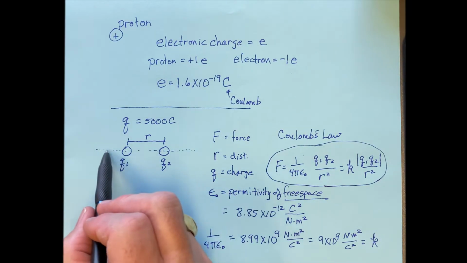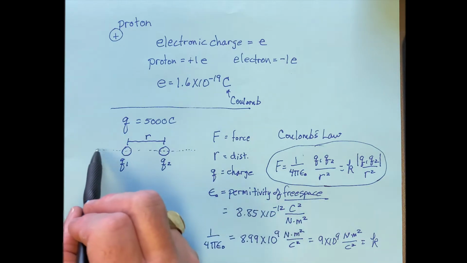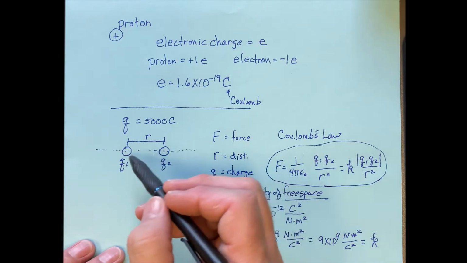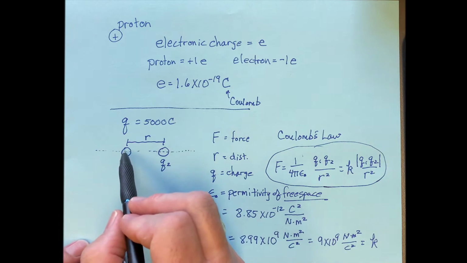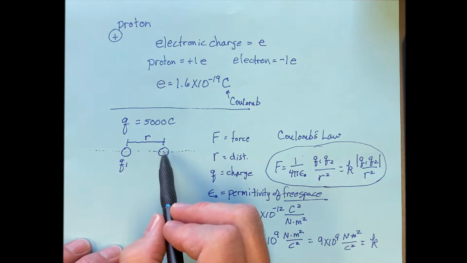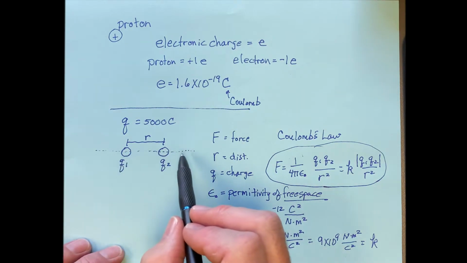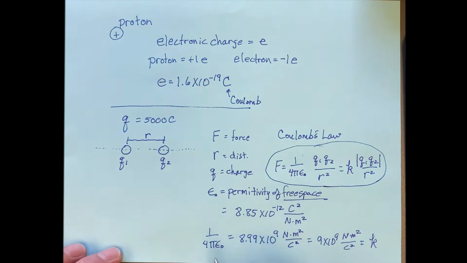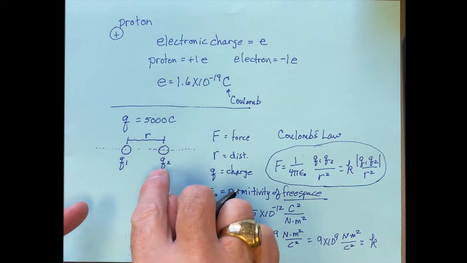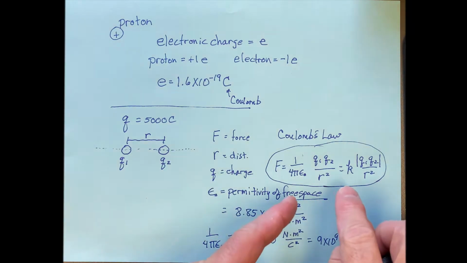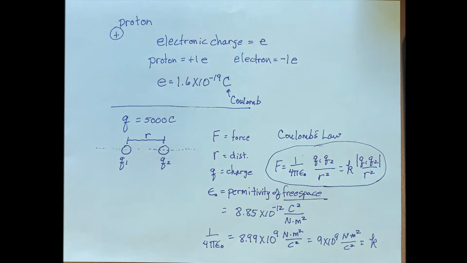And remember I said the direction is going to be along this line, either towards each other or away from each other, depending upon if these are positive and positive, or negative and negative, or positive and negative. So if they're like, they're going to repel each other. If they are opposites, then they will attract each other. So direction you figure out one way, magnitude you figure out another way using the equation here. All right, so that is called Coulomb's law.